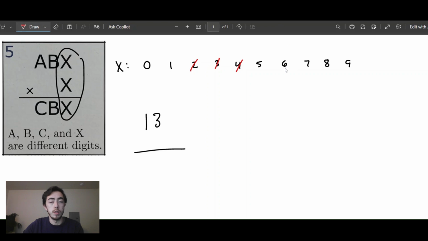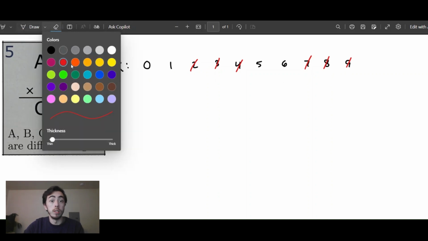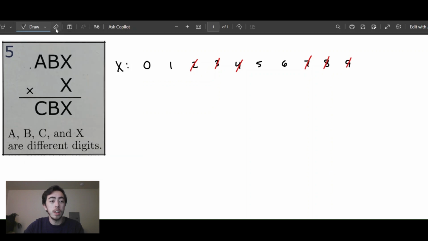6 times 6 is 36, so that's okay. 7 times 7 is 49, and the 9 doesn't match with the 7. 8 times 8 is 64, and then 9 times 9 is 81. So I only have 4 potential digits just by checking that ones digit, the x times x, ending in another x in the ones place here. All right. Now, we both know the answer is 5 because that's today's date.